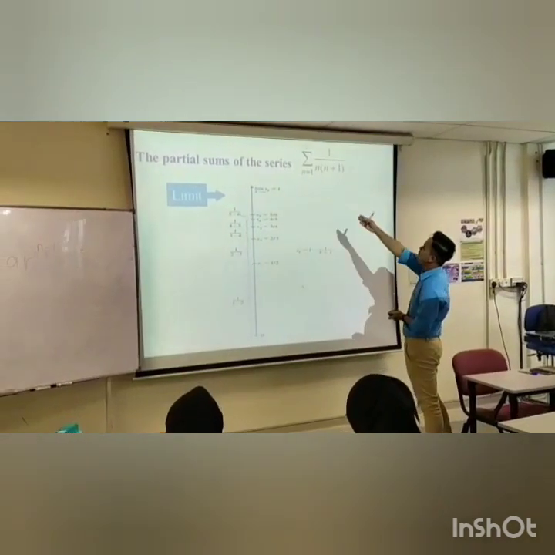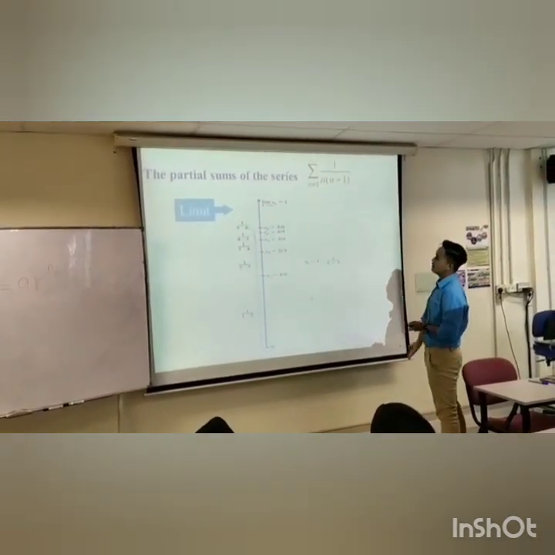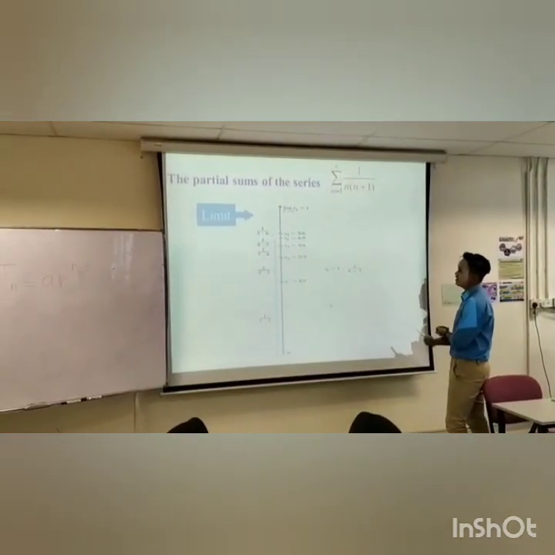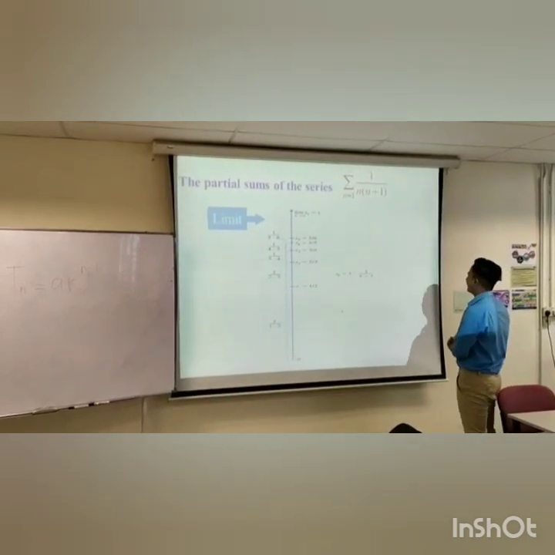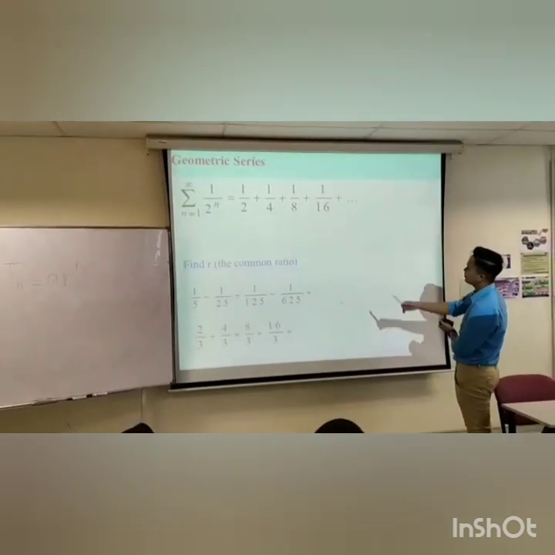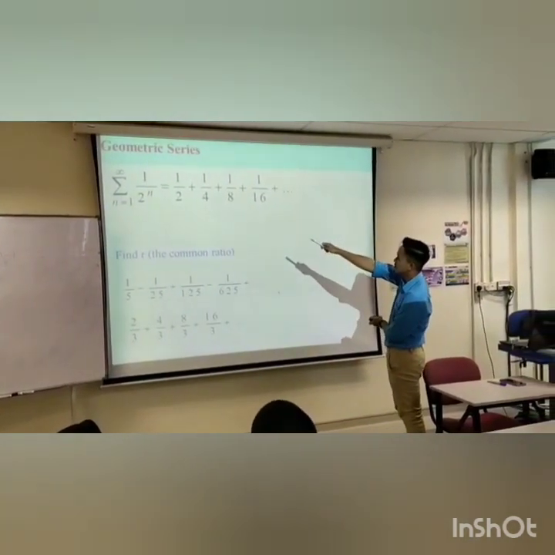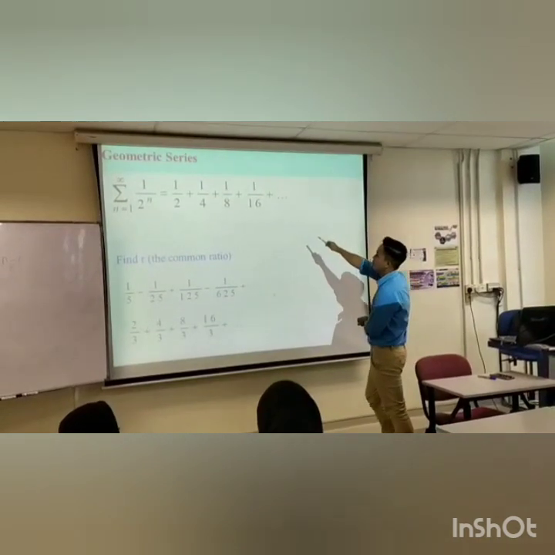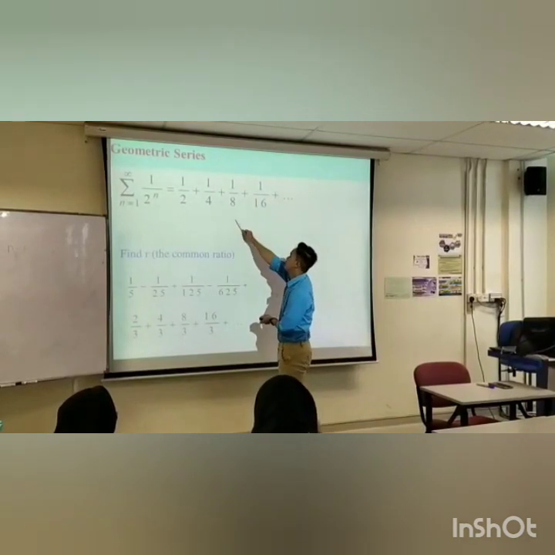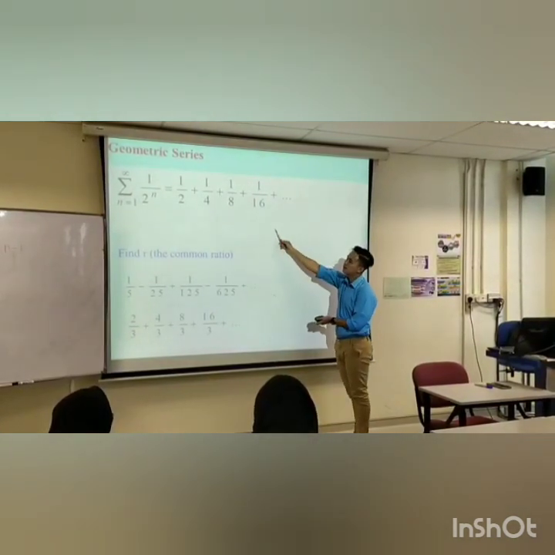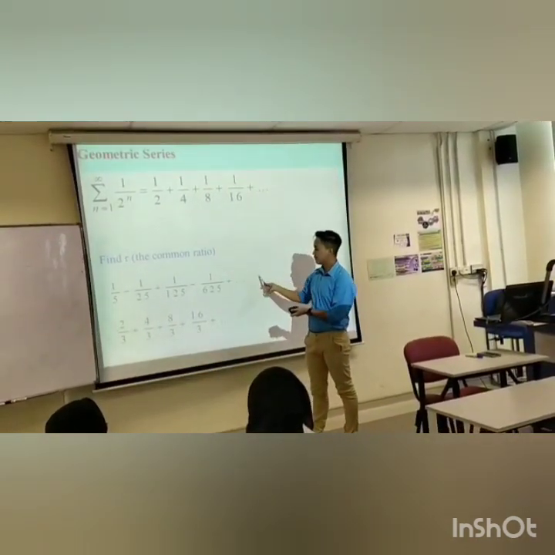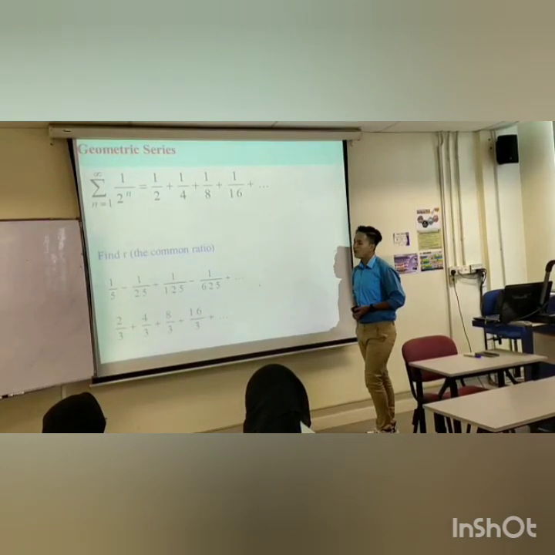The partial sums of the series, it goes like this. So take time to digest this. Okay, geometric series like that. We just sub in the value n equals 1, n equals 2, n equals 3, n equals 4. Okay, so find the common ratio for this. So how do we find the common ratio?